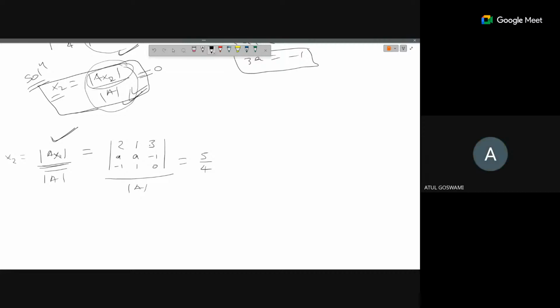So now just solve this. You have to do the determinants. Divide them and set equal to this equation. You can find the value of a easily. Okay.